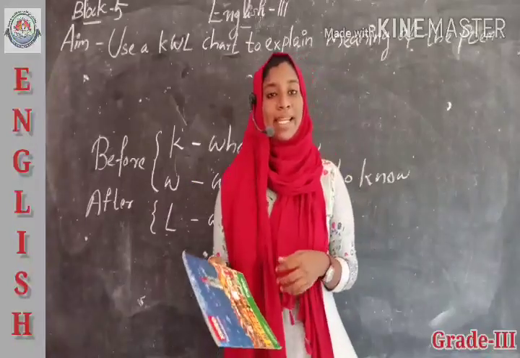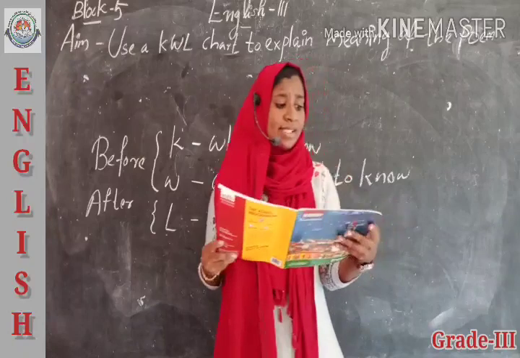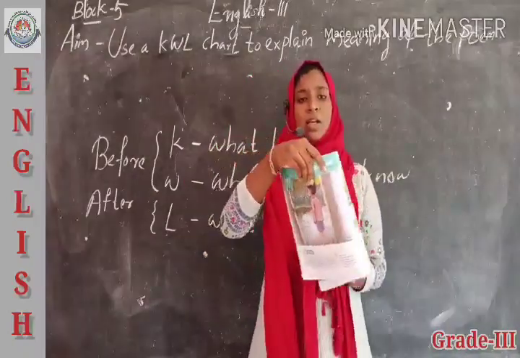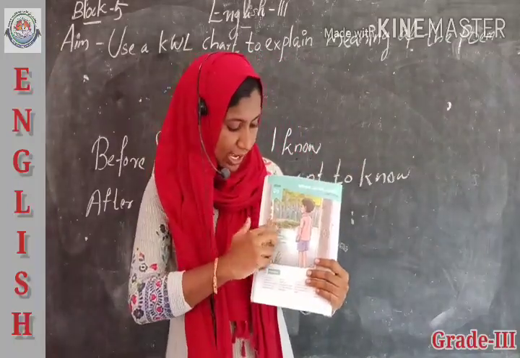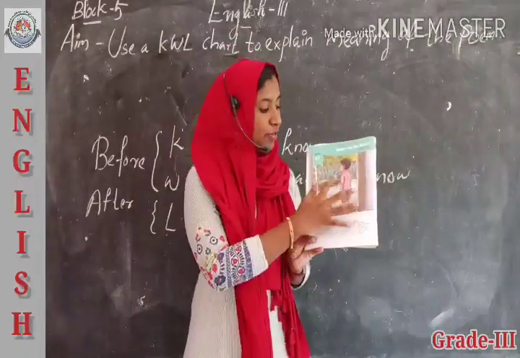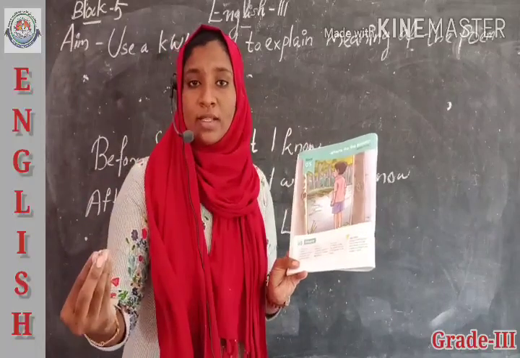Please take your English content book and turn to page number 27. There you can see block 5. Please look here. Yes, here we can see a boy and a river. In the river we can see boats, and on either side of the river we can see trees, isn't it? And this boy is looking at that river.